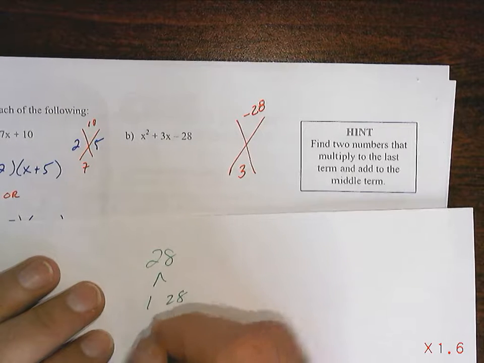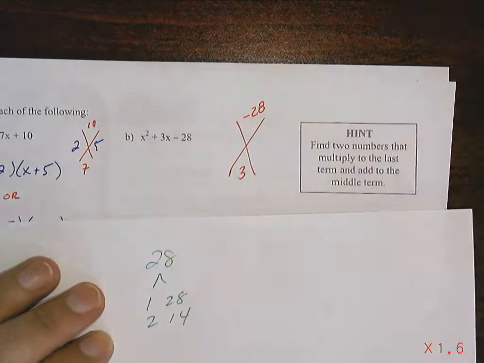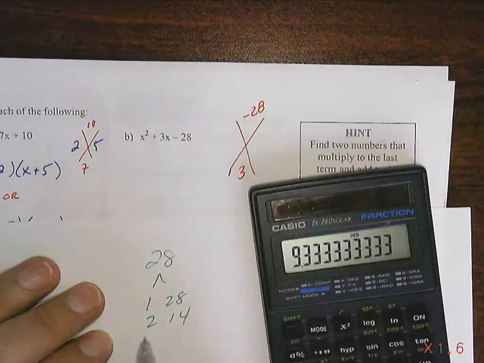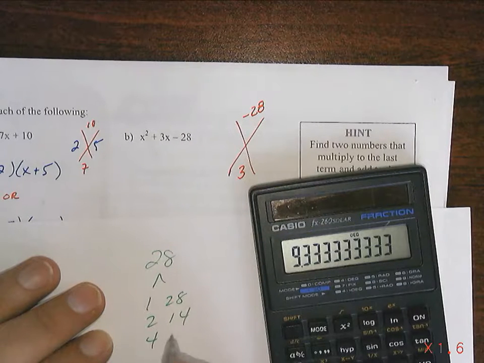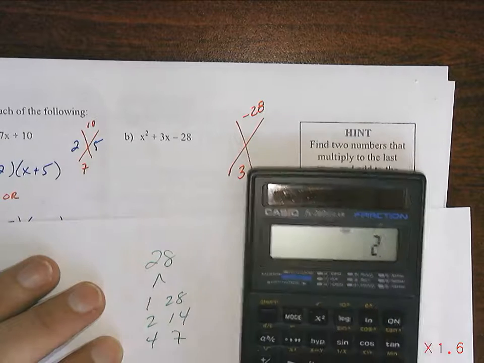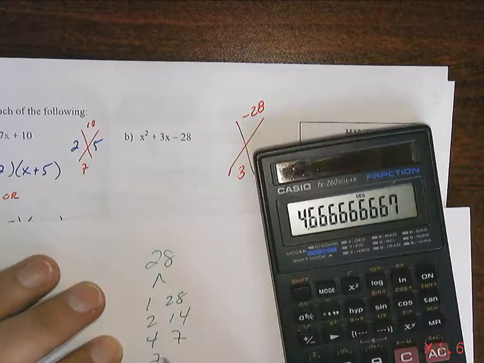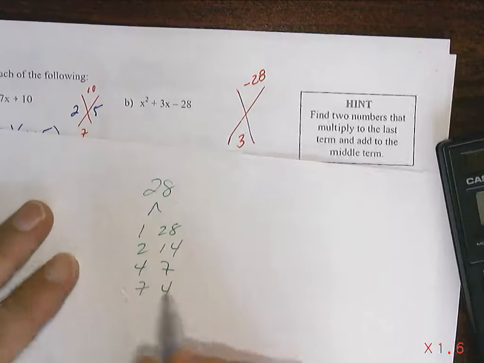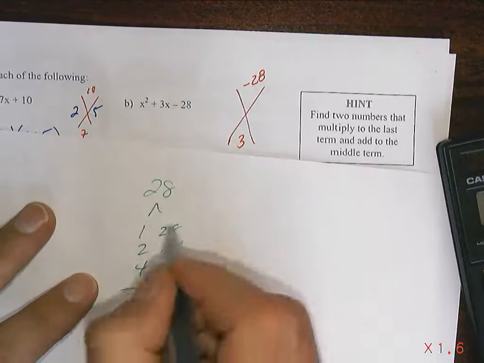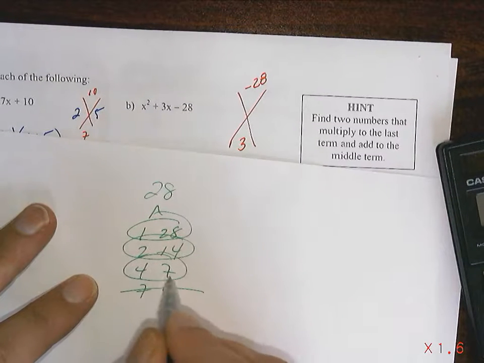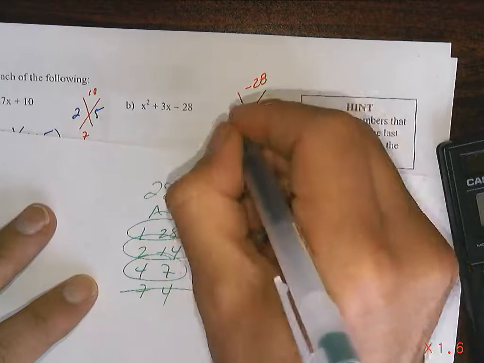1 and 28, 2 and 14. 3 does not go evenly. 28 divided by 3, no. 4 and 7. 5, no. 6, maybe. 28 divided by 6, no. 7 and 4. Look, I get to stop. So, which ones of these pairs will add to 3? 4 and 7. All right, 4 and 7.